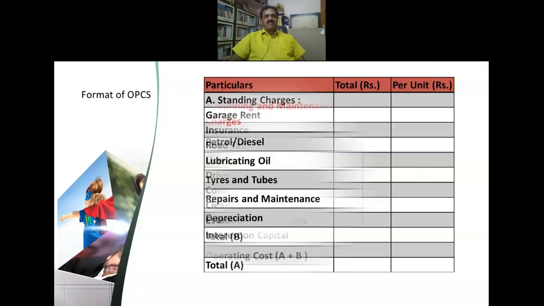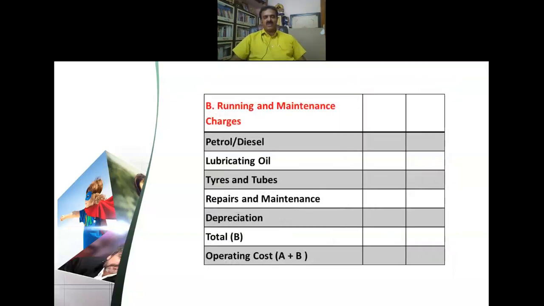The second one is the variable charges, called running and maintenance charges, which vary as per the usage. As and when the usage of the vehicle increases, the cost increases and vice versa. If the usage is less, the expenses are less, and if the usage is more, expenses are more. That is what happens in the case of running and maintenance expenses. So adding both standing charges and running charges gives the total operating cost. That operating cost you may arrive at as a figure per month, per annum or per quarter, as the case may be.